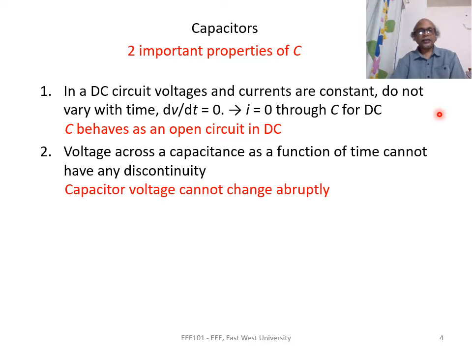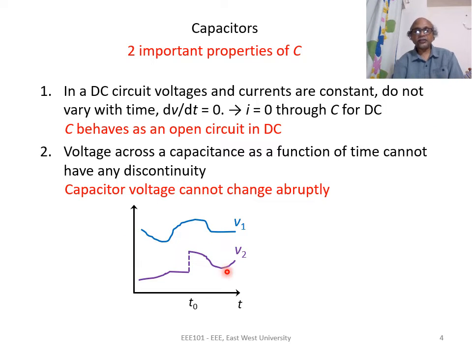In the next property, we state that the voltage across a capacitance as a function of time cannot have any discontinuity. The capacitor voltage cannot change abruptly or instantaneously. What does this statement actually mean? To understand that, we look at two voltage functions as a function of time. We want to look at the values of the voltage V1 and V2 when the time is t0.